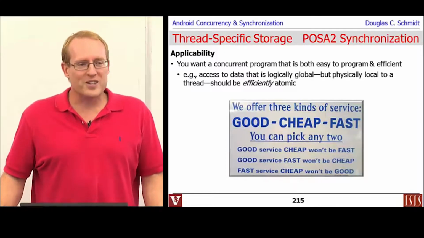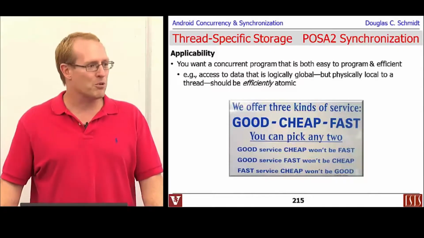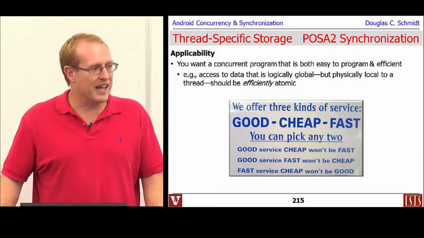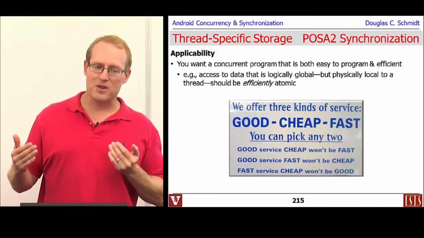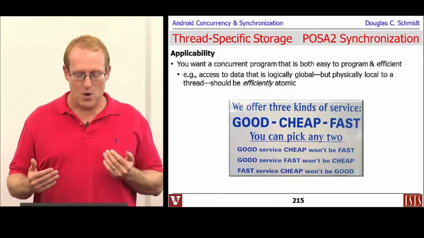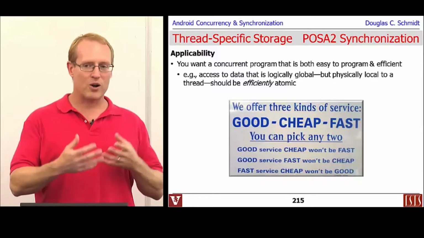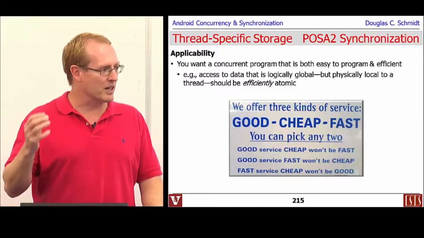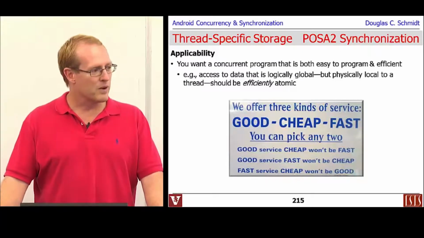So when would you want to use this thing? Well, you want to use this thing if you want a concurrent program that is both easy to program and efficient, which is sometimes kind of hard to do. And of course, efficient means different things to different people. But in this particular case, what we want to be able to do is make it easy to program so it doesn't require all kinds of special purpose programming tricks, but we don't want people to have to know anything about locking. You just want to be able to access this stuff and have it be magically thread safe and atomic and so on.